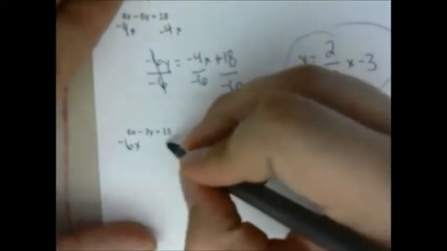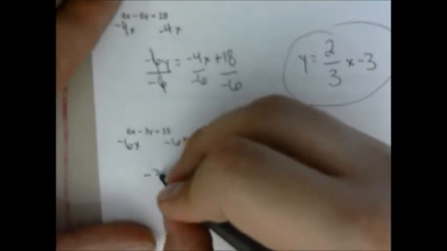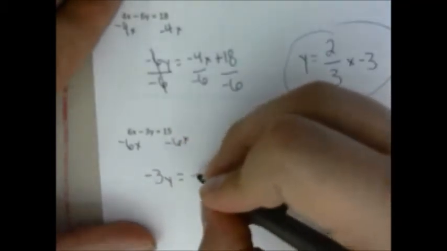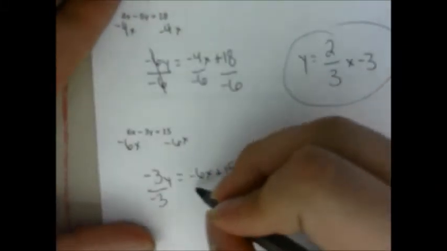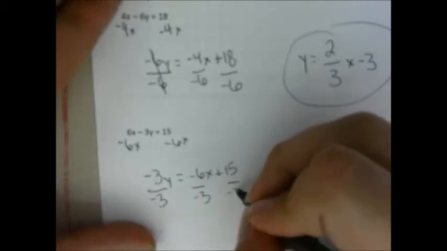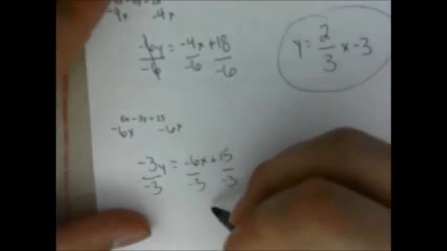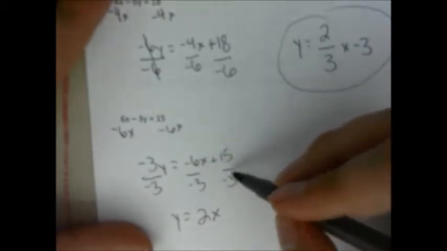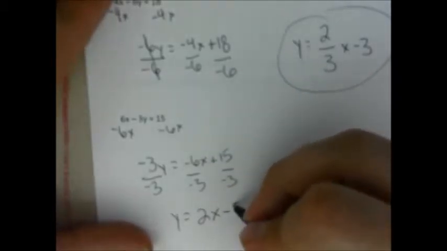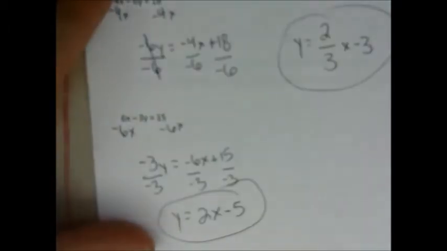Alright, first step. Once again, get rid of the 6x, minus 6x. So you have negative 3y equals negative 6x plus 15. We want to get rid of the thing in front of the y by dividing by negative 3 on every term. Two negatives makes positive, so it's y equals 2x. Positive and negative, you get minus 5. Final answer. Alright? Simple as that.